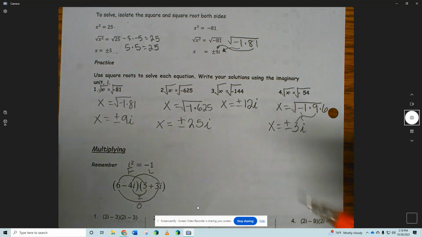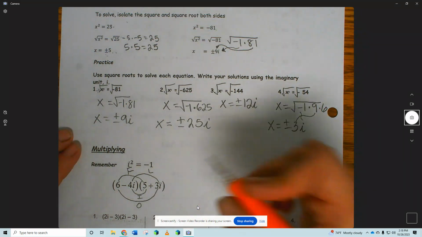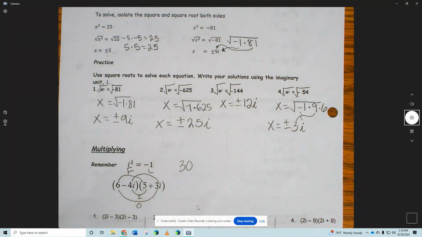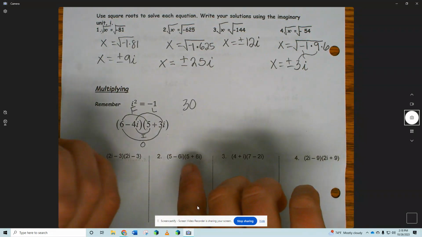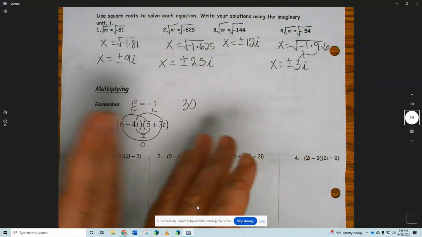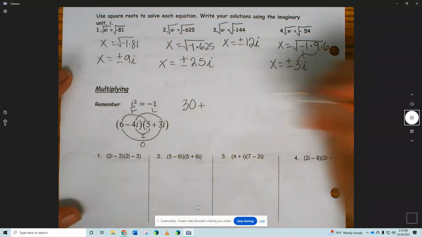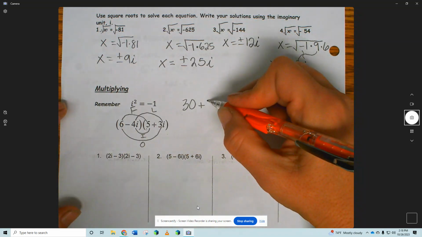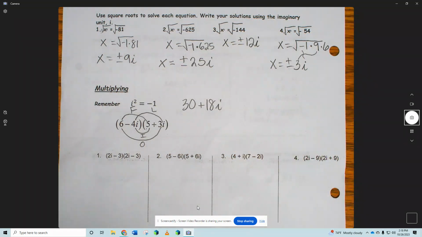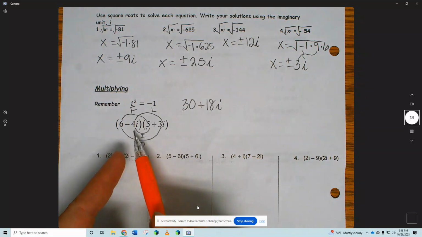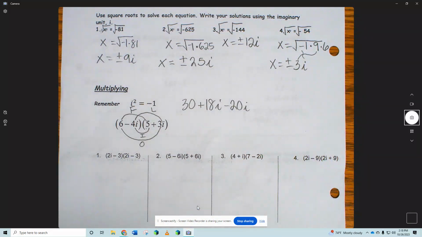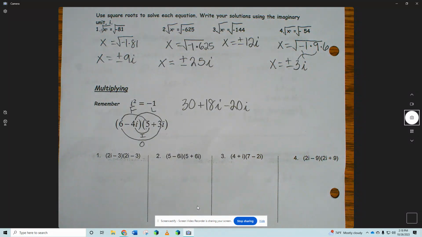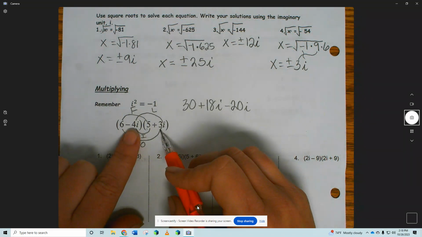All right, here we go. First, 6 times 5, 30. Outer, that's these, the 6 and the 3i, the outer numbers. 6 times 3i. What do you guys want to say that 6 times 3i is? 18i. Great. Inner, negative 4i times 5, negative 20i. Last, negative 4i times positive 3i.